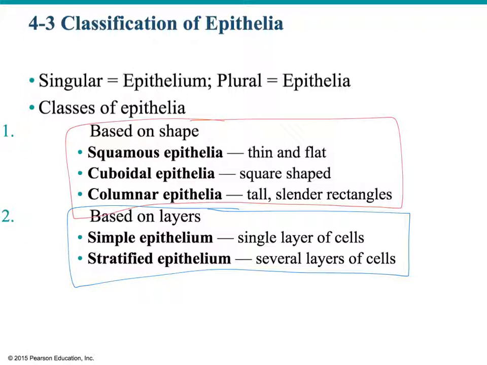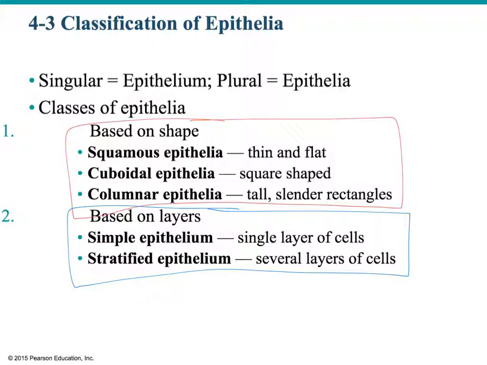So squamous means thin and flat. You'll hear it pronounced squamous also. Thin and flat. And we'll see some pictures of all of these. Cuboidal looks like it sounds: cube shaped, square shaped. We know that cells are three-dimensional, so cube is a good term. Columnar, what shape is that going to be? Like a column, tall and slender.